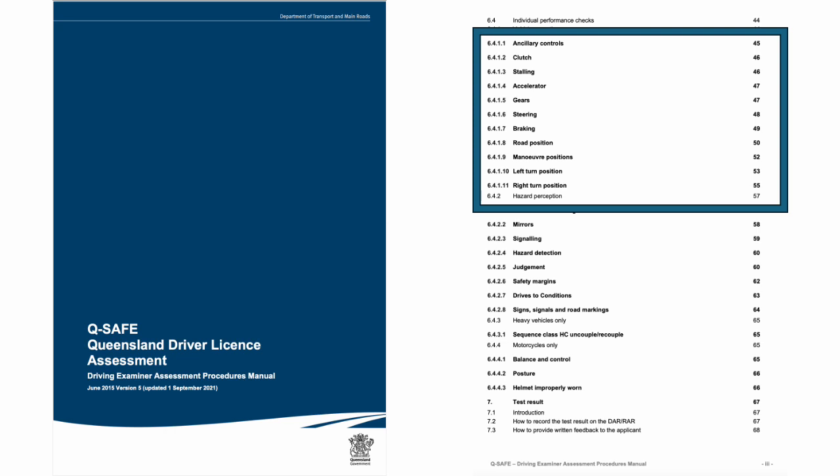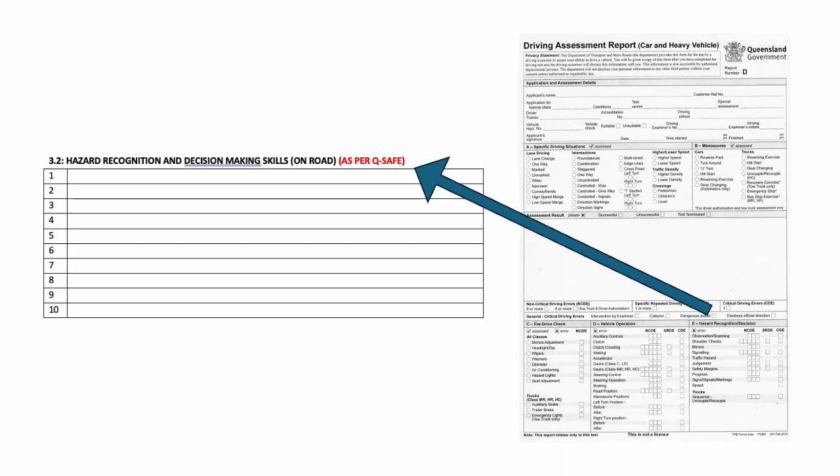In the QSafe form, if you want to read up on those, that's from pages 45 to 57, all of those skills, operational skills. Then we go to 3.2, which is hazard recognition and decision-making skills. Some people would call these like defensive driving skills.